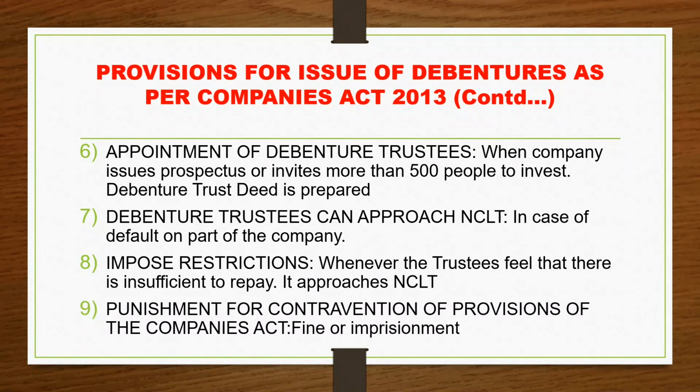Punishment for contravention of provisions of the Companies Act. If the company is unable to fulfill any of these provisions for the issue of debentures as per the Companies Act, every officer related to the issue of the debentures will have to pay a fine, or there will be imprisonment, as mentioned in the Companies Act. So these are the provisions related to the issue of debentures.